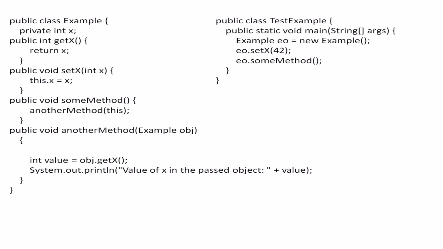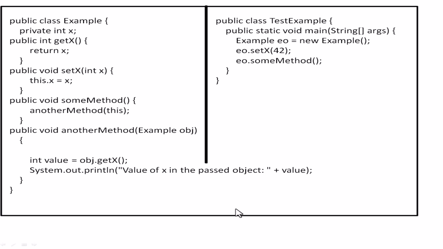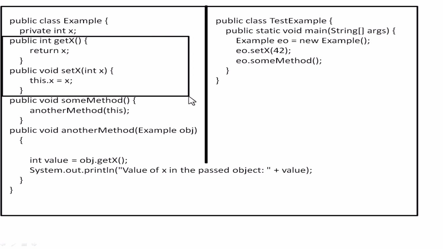One more example. Here we are going to pass one more set of values. The first class name is Example. It doesn't have any main method. Here we are using getter and setter methods. There are two particular methods we are using, getter and setter: first getX, setX. Whatever values you set through setX, in the previous program we passed through the constructor. Without using the constructor, here we are going to create an object.